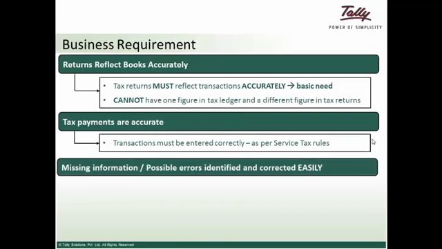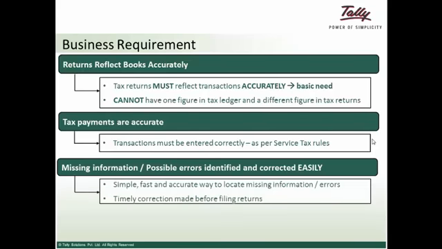Missing information and possible errors can be identified and corrected easily. Now, information required for generating returns can be missed out. Errors can happen. It is important that the software has a simple, accurate, and fast way in which these can be identified so that timely corrections may be done before filing the returns.